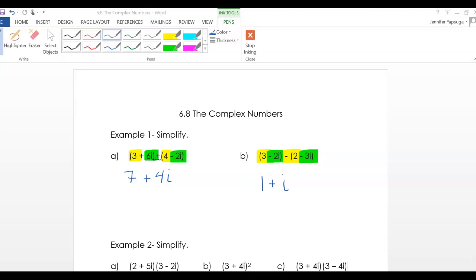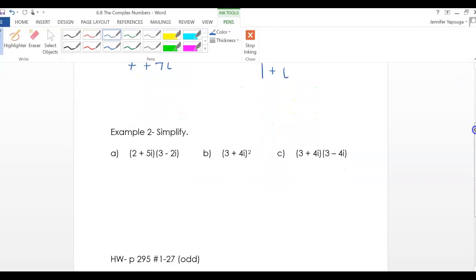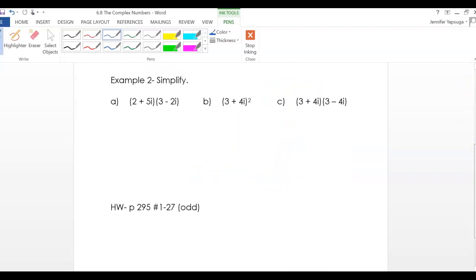All right, so now we're going to drop down and take a look at another set of examples here, and this time you can see that we are not adding and subtracting, but we are multiplying. So we're going to use our acronym of FOIL to help us with these. We take a look at our first terms: I'm going to multiply 2 times 3, and I'm going to get 6. I'm then going to do my O, which is my outer, so that's 2 times negative 2i, which gives me negative 4i.